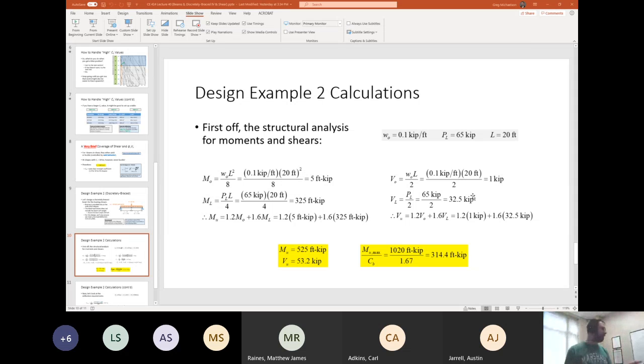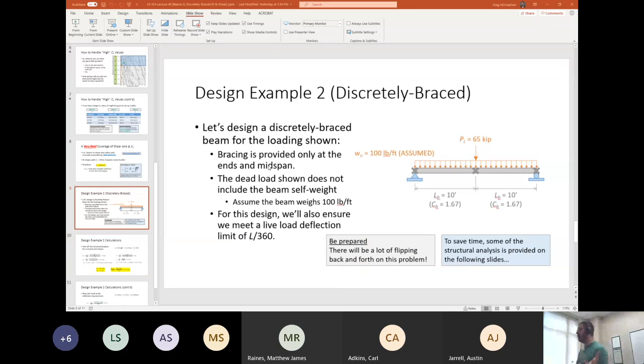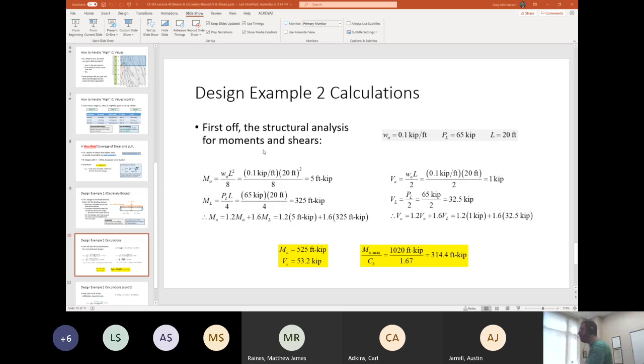And then we have the shear. Same thing over here on the right, wL over 2, P over 2, and we get a shear of 53.2 kips. And then Cb, if you look at the previous slide, Cb was 1.67. I just gave that to you, even though you can look that up and see that it's 1.67 whenever you have a point load at midspan. So Mu over Cb is 314.4 kip-ft. There's the Mu over Cb and all of that.